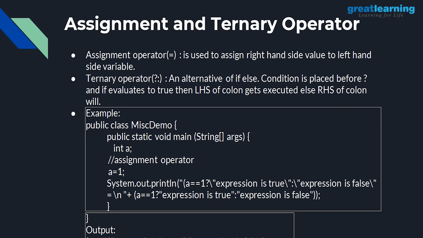Now the ternary operator. You won't understand it right now because we haven't covered the if thing, but I'll still give you an idea about it. Basically it's an alternative for if else. The condition is placed before this question mark sign. If you can see in this print line, we are checking a equal to 1. Is a equal to 1? Yes. If the expression is true, then the first part of the ternary operator will be executed. If it's not, then the other thing after the colon will be executed.